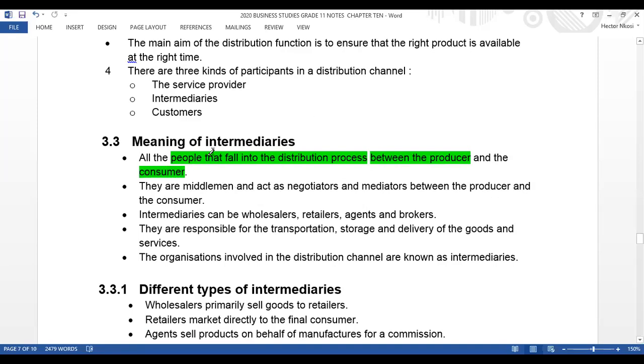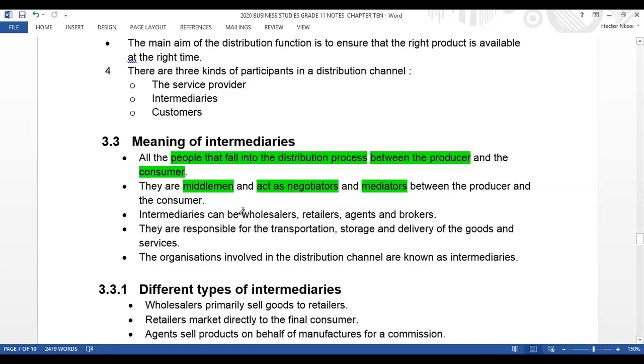One thing I said to you, they are middlemen basically. They are middlemen and they act as negotiators and mediators between producers and customers. Those are your intermediaries. They're the ones that communicate between your producers and customers.